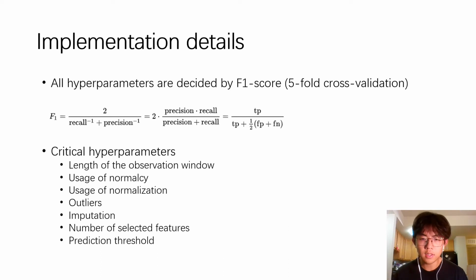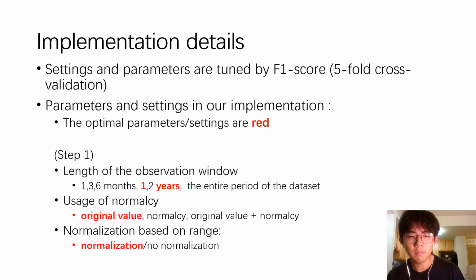This competition uses F1 score as the evaluation metric, so we also tune the hyperparameters based on this. For preventing overfitting, we apply 5-fold cross-validation to evaluate the model's performance. Here are some critical hyperparameters listed, which are the length of the observation window, the usage of normalcy, the usage of normalization, whether we keep the outliers, the method of feature imputation, and the number of selected features, and also the prediction threshold.